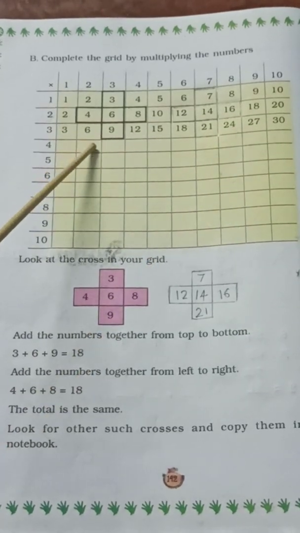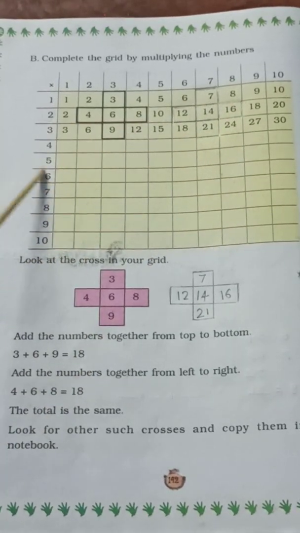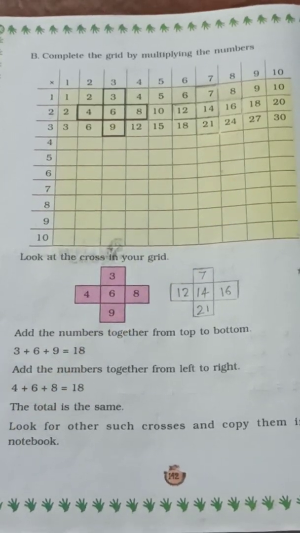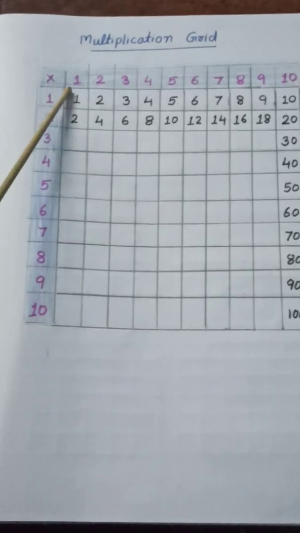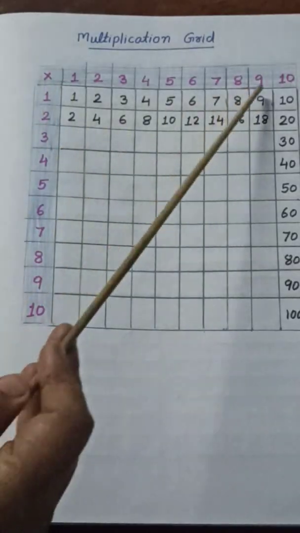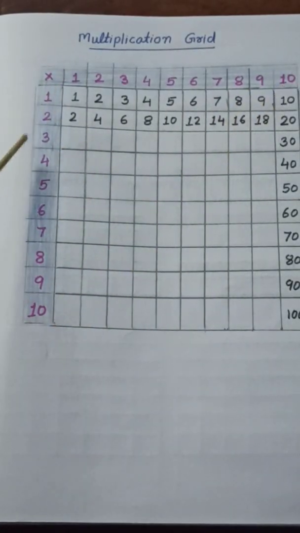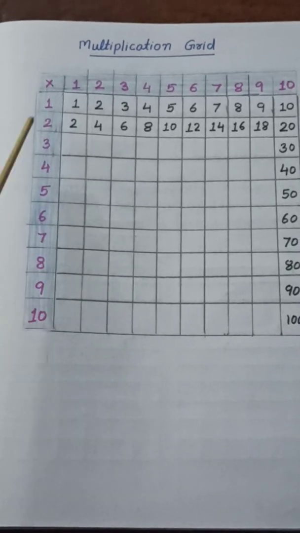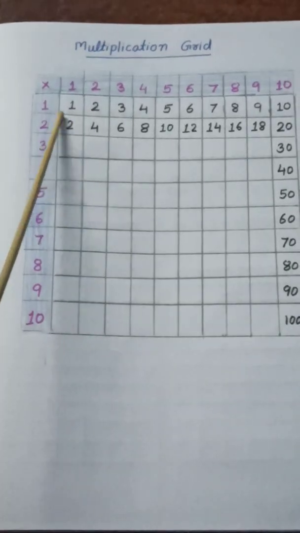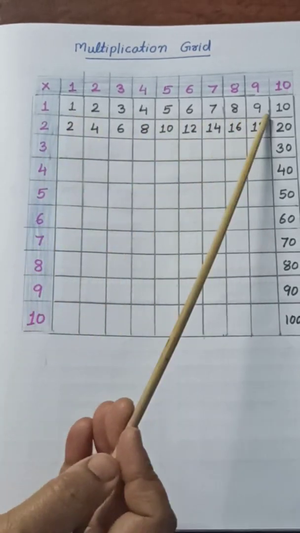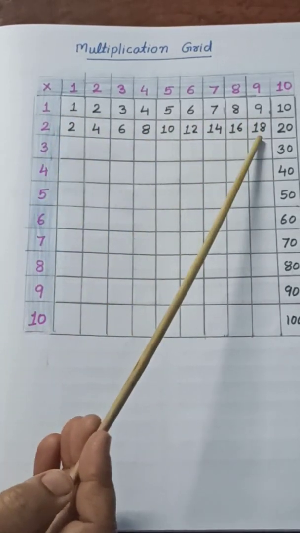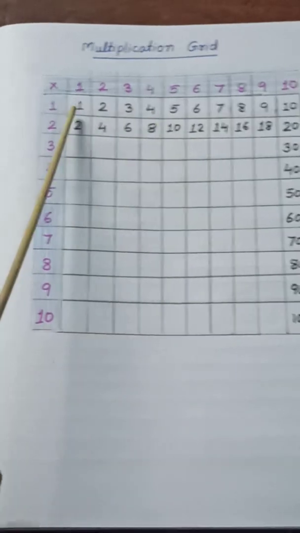So children, I have drawn the same grid in my notebook. So let's see. As you see, here 1 to 10 in the first row and 1 to 10 in the first column. Here the table of 1 is also shown. Are you seeing, children? Here is table 1 and here is table 2. So how to write this table 1?